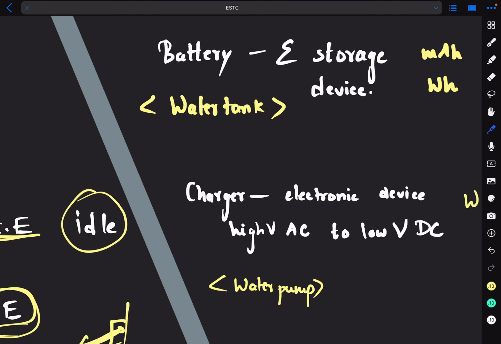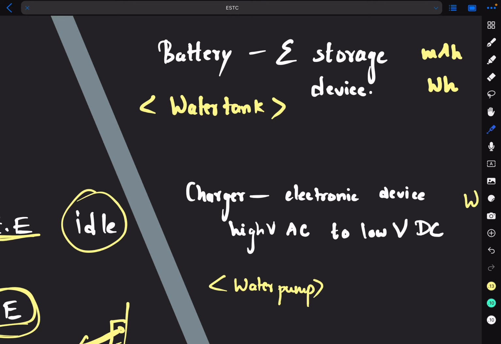Now let's talk about battery and charger. Battery is nothing but an energy storage device, whereas a charger is an electronic device capable of converting high volt alternating current to low volt direct current. This is what a charger does, people. It is a tool that converts high volt AC to low volt DC.